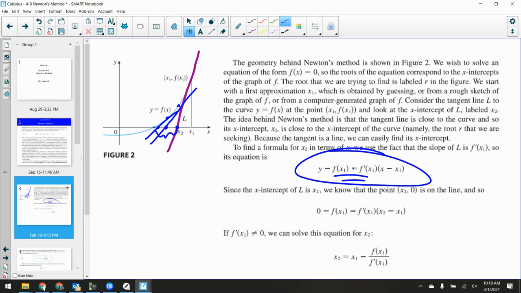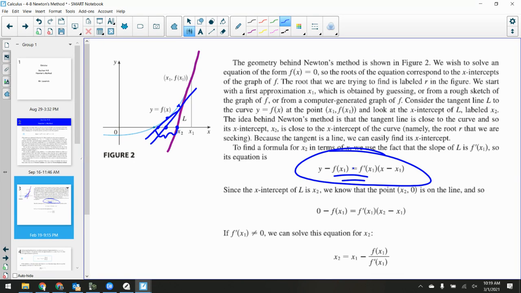Okay? To find a formula for x2 in terms of x1, we use the fact that the slope of the line L is f prime, right? We know that the slope of the tangent line is the derivative at that coordinate. So the equation is y minus f of x1 is equal to f prime of x1 times x minus x1. That's just the linear approximation formula. It's basically point slope at x1, where the slope is f prime at that point.